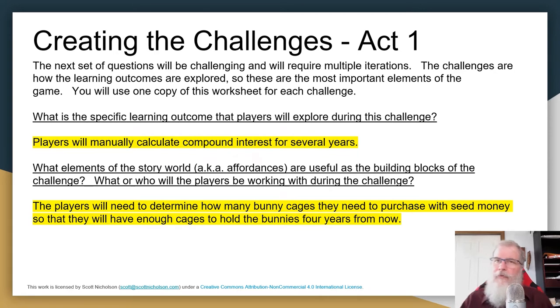So we'll go through my three challenges for the three acts in a little more detail. In Act 1, the specific learning outcome is calculating compound interest over several years. The players are going to have to figure out how many bunny cages they need to buy in the future with their seed money so that they will accommodate the number of bunnies that they have now.